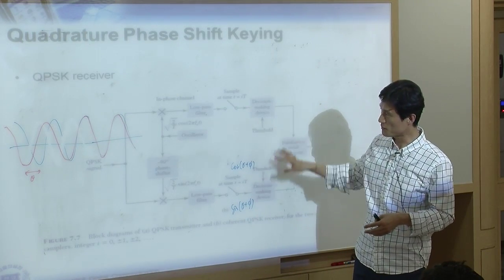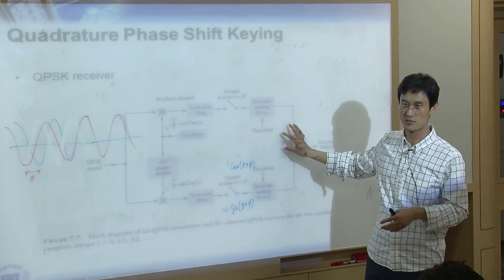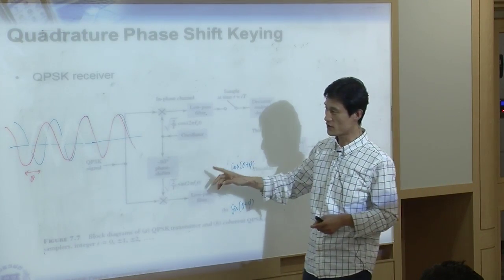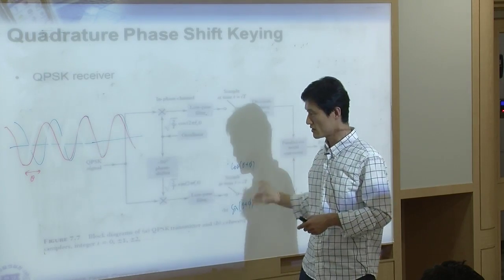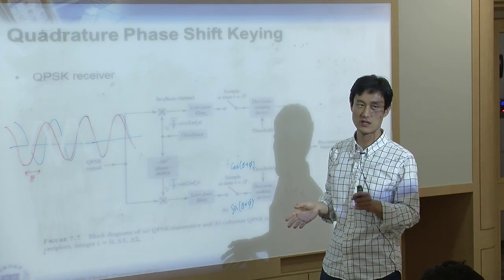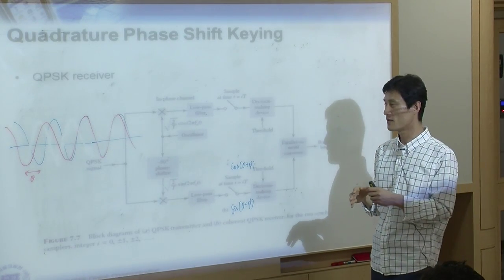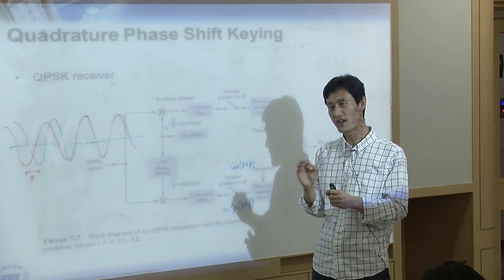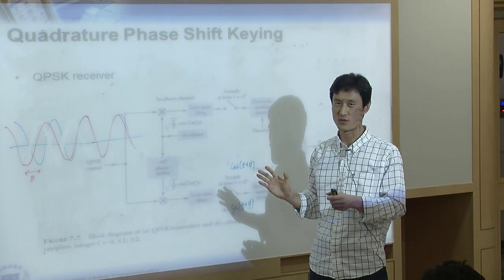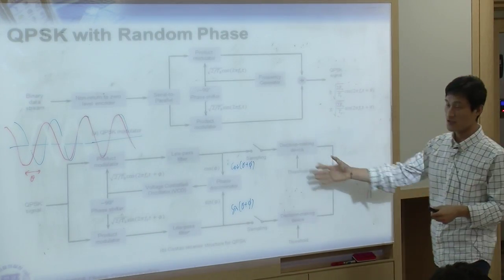But in this QPSK receiver, there's no VCO. There's no phase discriminator. So if you have a phase difference in the channel, this structure has no way to detect the phase. Okay? So this receiver is a very simple receiver with ideal case. If the phase difference is there, this is not going to work. So that's why the better receiver is this.